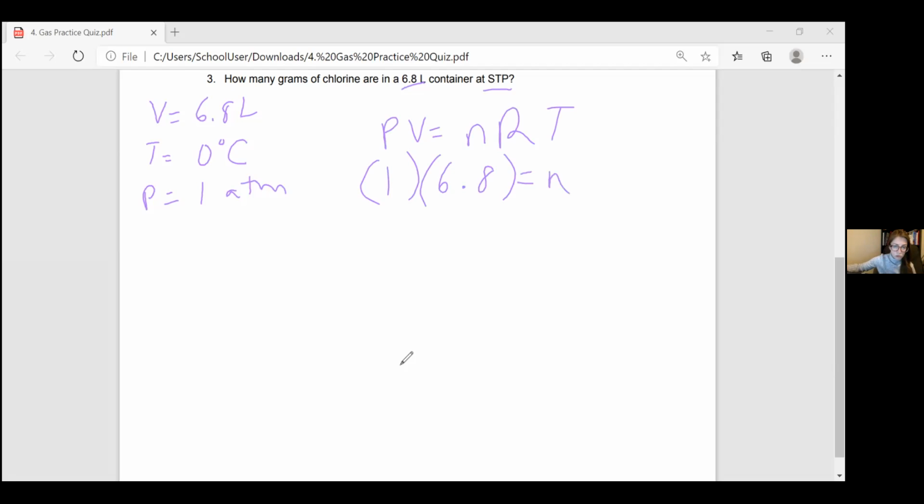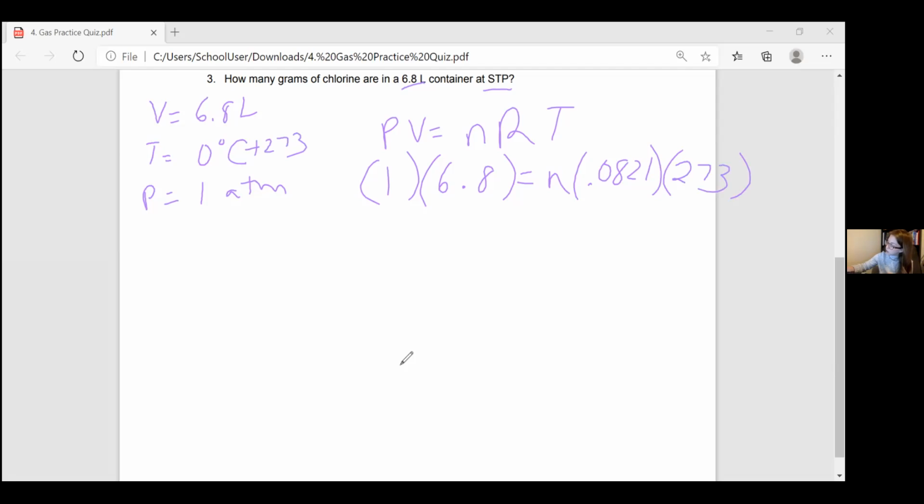I don't know moles. The R value is always given. It's at the top of the quiz here. Next to the 0.0821 at the top of the quiz, you see all the units, L·atm over mole·Kelvin. That's a nice reminder of what units PV equals nRT has to be in. And temperature has to be in Kelvin, so I add 273.